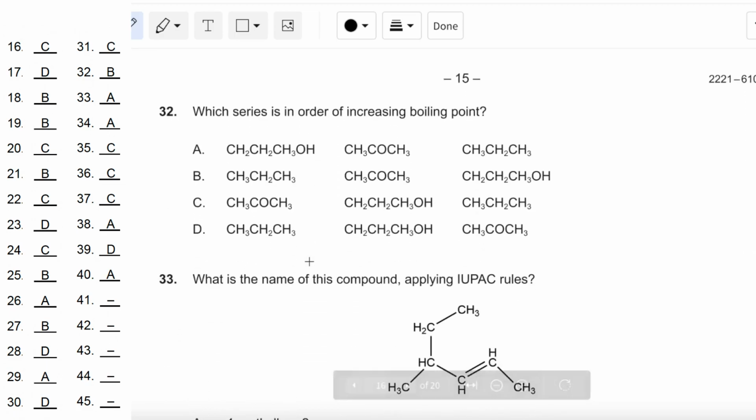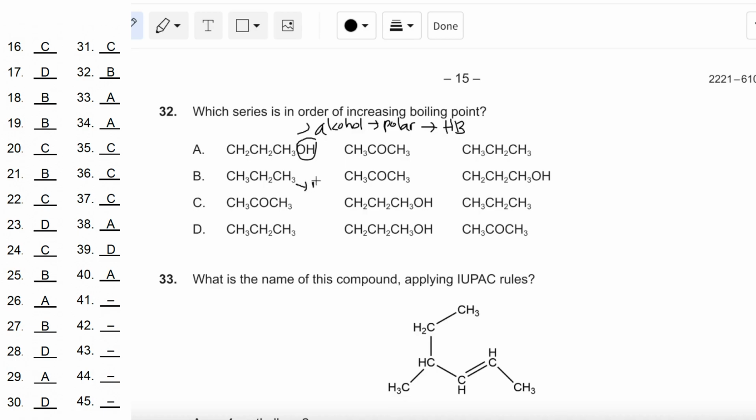Let's go over number 22. Which series is in order of increasing boiling point? Before you check A, B, C, D, you need to check what functional group this is. OH, alcohol. Alcohol is polar, and at the same time, OH has hydrogen bonding.